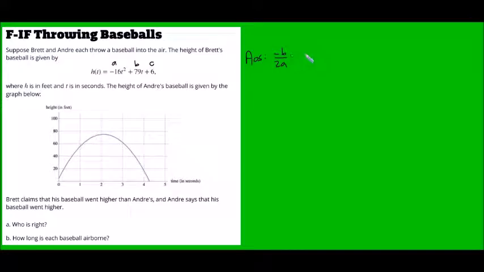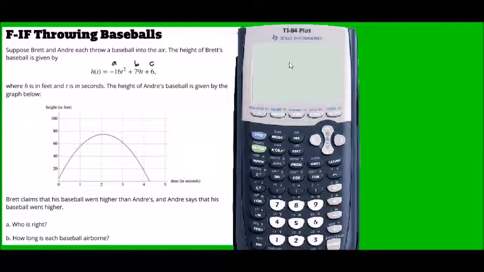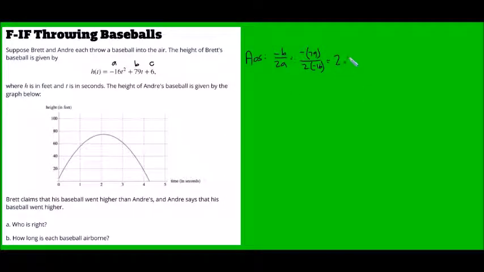So that calculation ends up being negative b over 2a, and that gives me an AOS of 2.47. That tells me at 2.47 seconds his baseball changes direction. So now I'm going to take 2.47 and plug it into my equation to find how high the baseball goes.